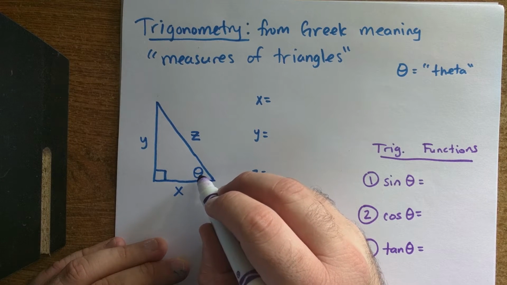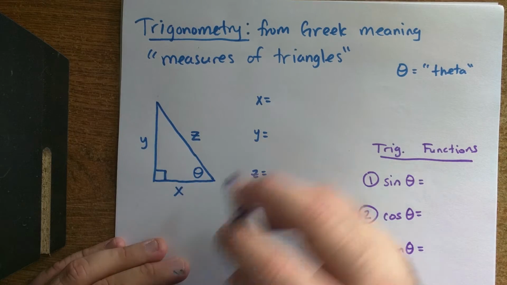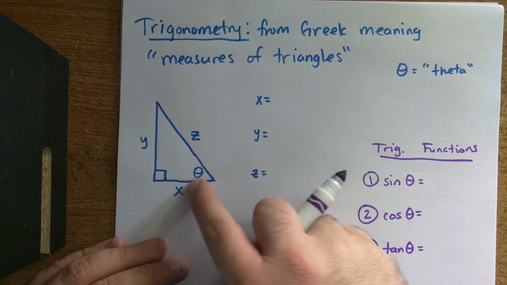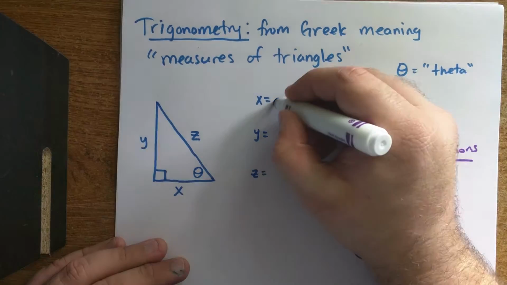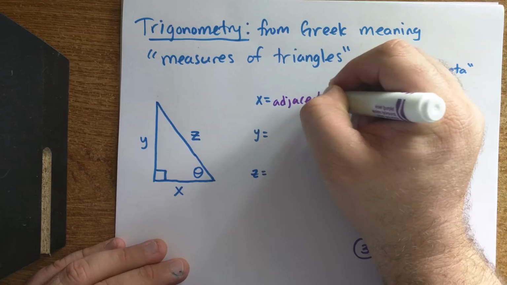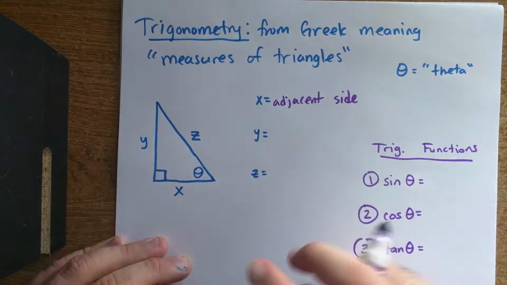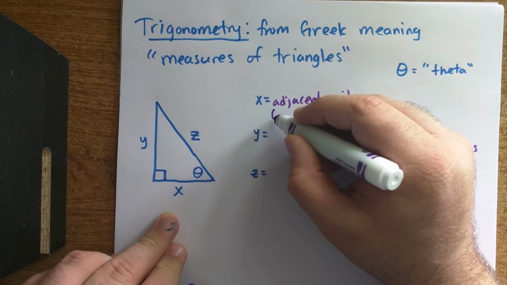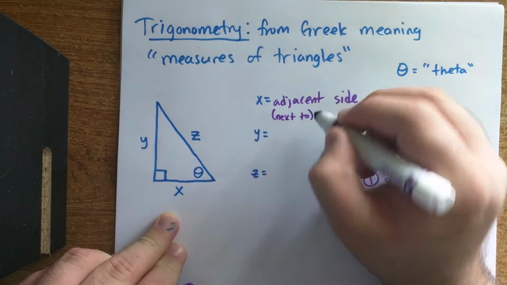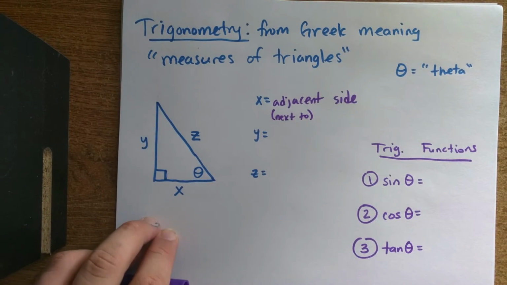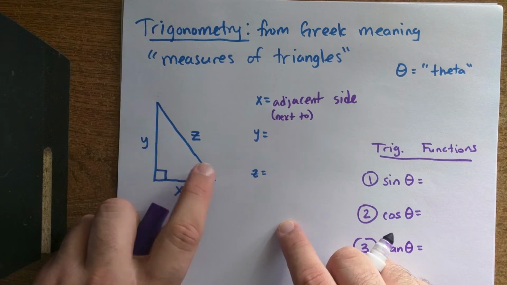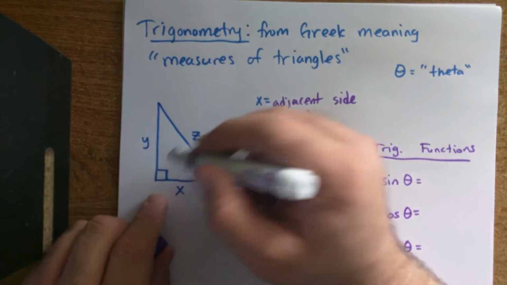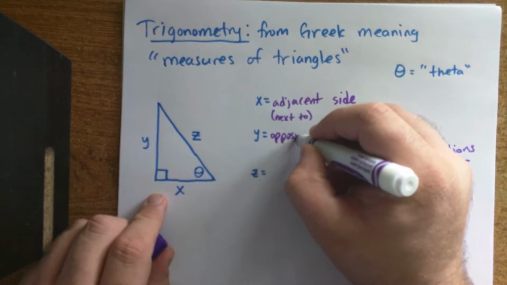So with theta, you have three sides. We're going to label what these are. So x is this side right here, and it's right next to theta. That's what's called your adjacent side. So in this diagram, x is the adjacent side. Adjacent means next to, and so this side is next to theta. Now y is opposite of theta. If theta is right here, y is the side opposite of that. So that's called your opposite side.